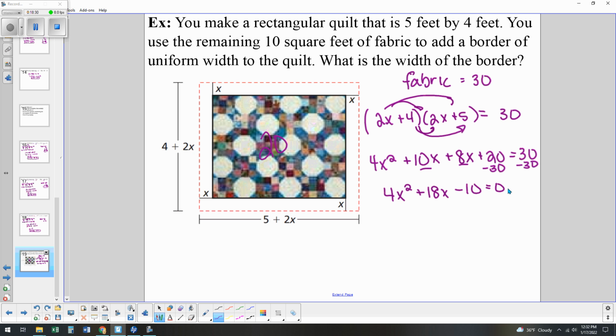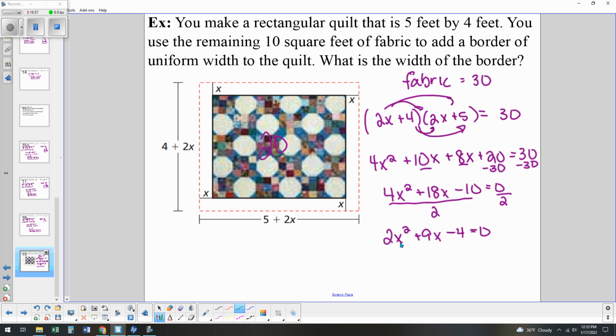There's a GCF here. I can divide both sides by 2, right? 2 goes into 4, 2 goes into 18, 2 goes into 10. There's no need to write it on the outside here because I'm not being asked to factor it. I'm being asked to solve it. So 0 divided by 2 is 0. So now we're going to have 2x squared plus 9x minus 4 equals 0.